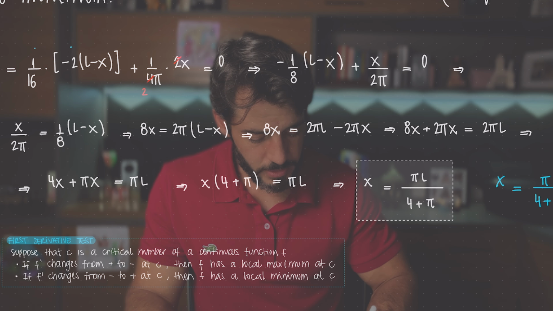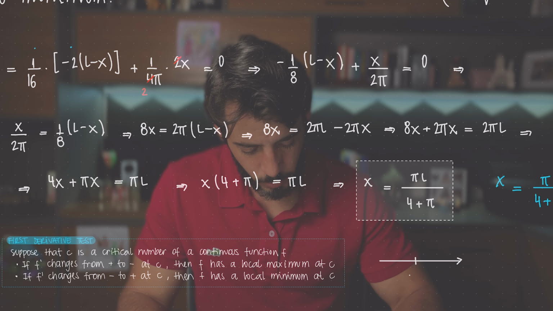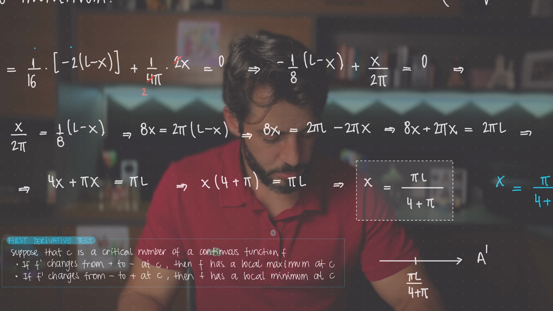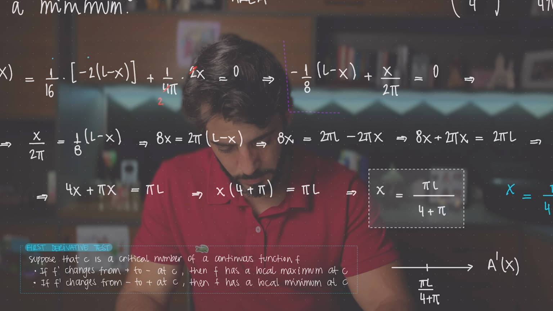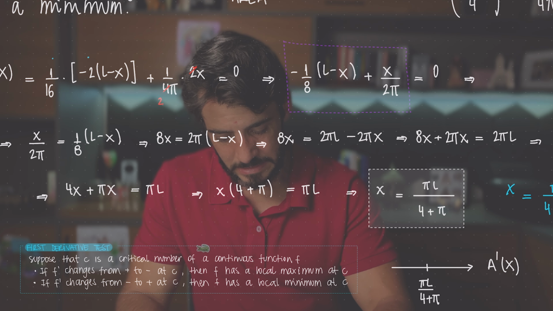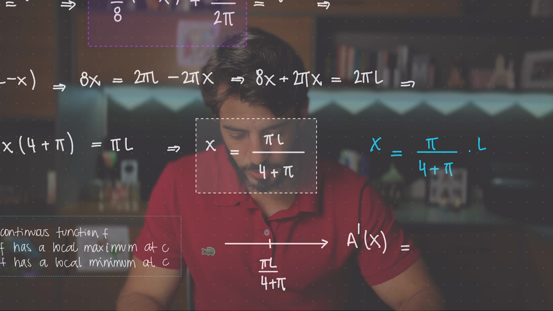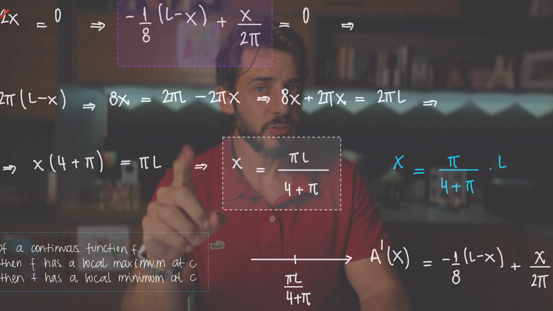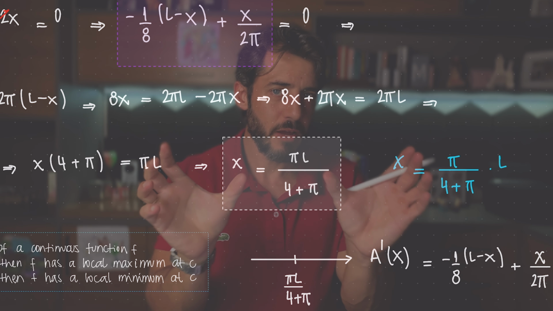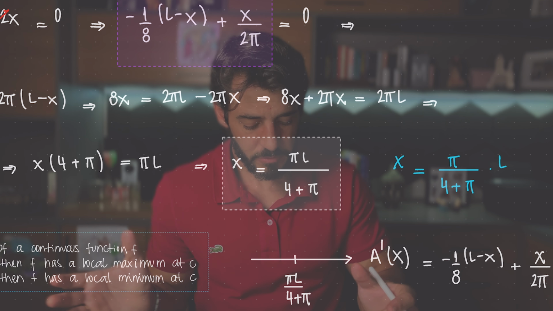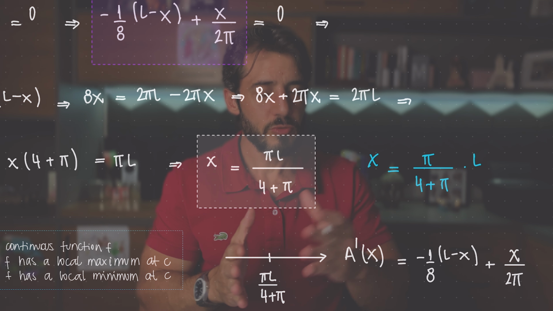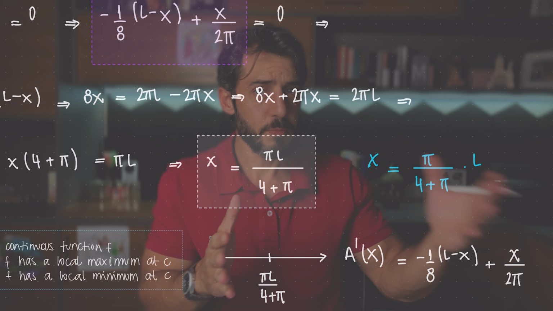We're going to draw a number line placing the critical point over here, and this number line represents the derivative, so A prime of x. And by the way, it's worth mentioning that A prime of x is this, as found before. So we're going to place A prime of x over here. And we're going to use one x value for each one of these intervals. We have two different intervals: from negative infinity to pi L over 4 plus pi, and from pi L over 4 plus pi to positive infinity.